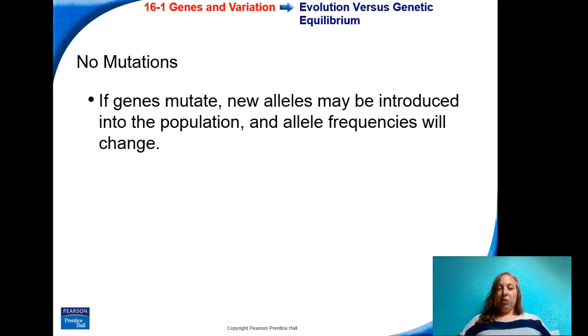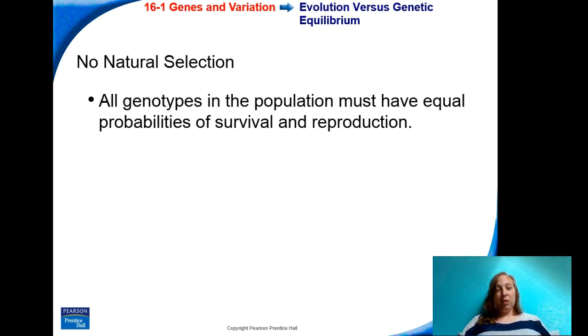Mutations: anytime we have a mutation, new alleles can either be introduced or we can talk about changes in those allele frequencies. And so mutations happen by chance, meaning we don't really have control over those. No natural selection means all genotypes in the populations have equal probabilities of being able to survive, which means none of them are selected for to be better than the others. And again, not realistic.